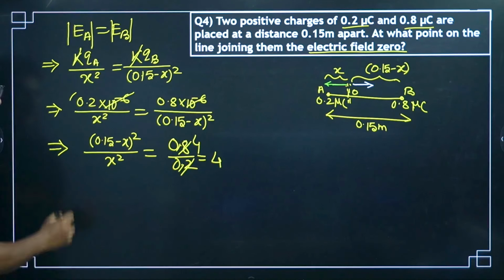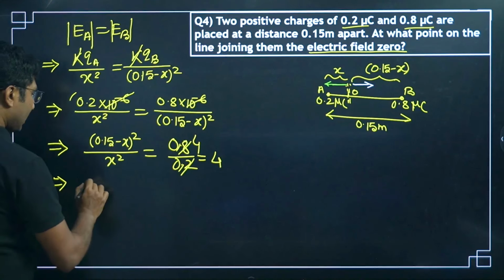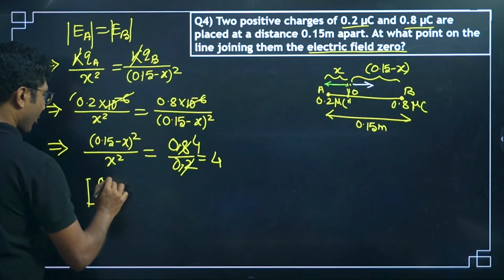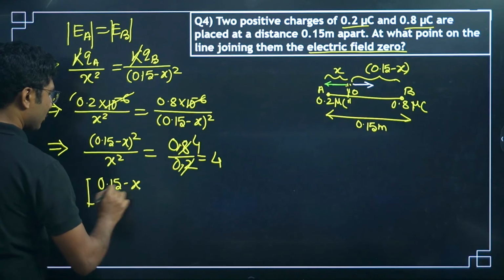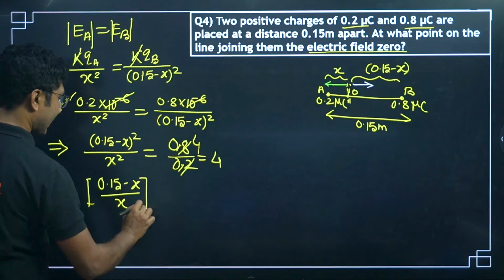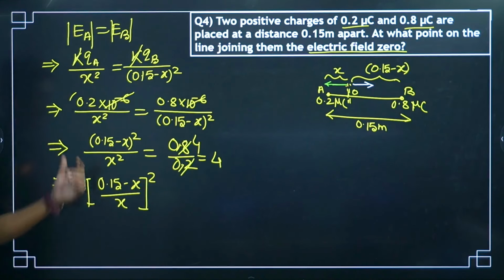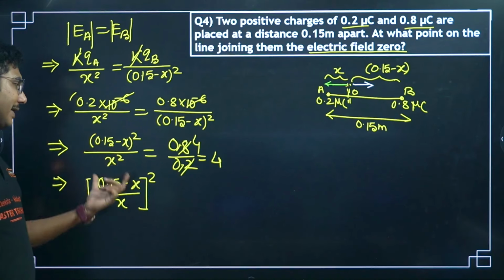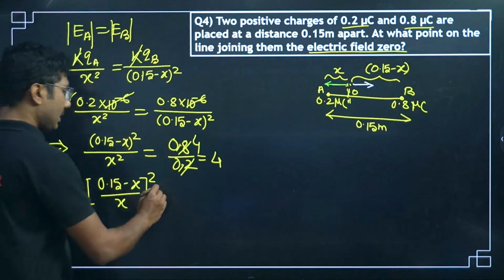Now again a small trick. 0.15 minus x whole square divided by x whole square. So I can write them as a square by b square. So we can write a by b whole square, right, equals 4.